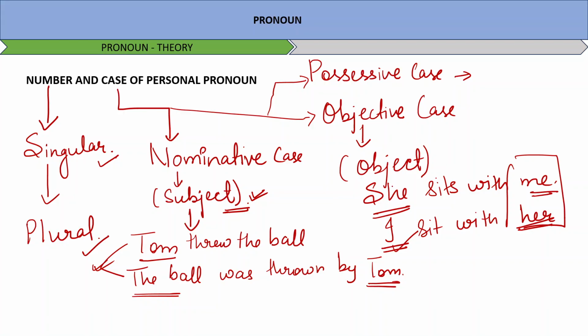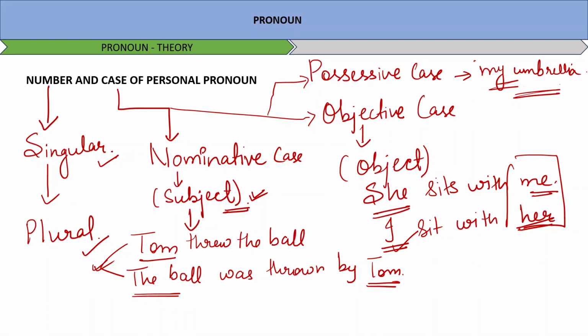Okay, again, possessive case. My umbrella, my house, she's mine, etc. Anything which shows possession, ownership, belonging will be a possessive case. Whenever an apostrophe or apostrophe s is used with a noun, that particular noun will be known as a possessive noun, and the case will be possessive case. So in brief, this was all about number and case.